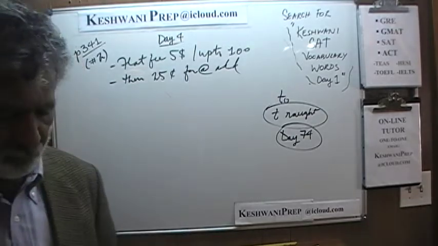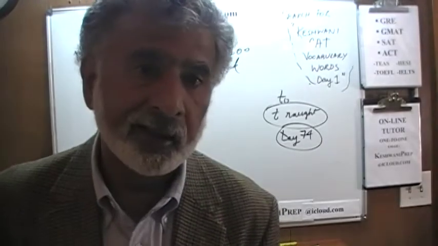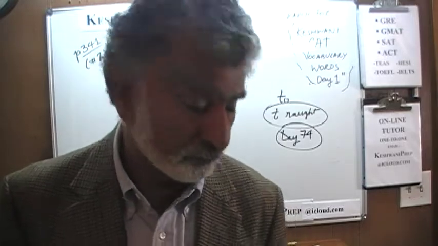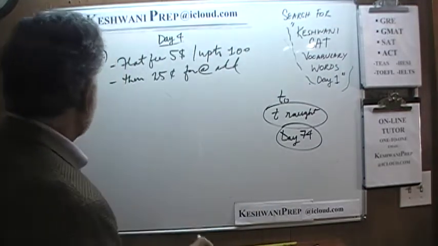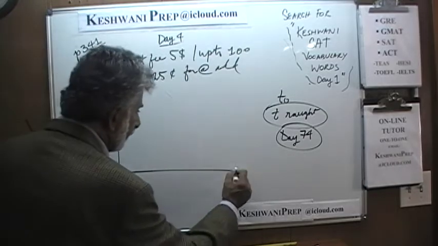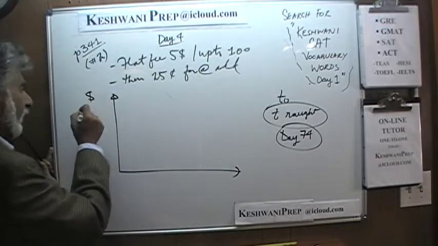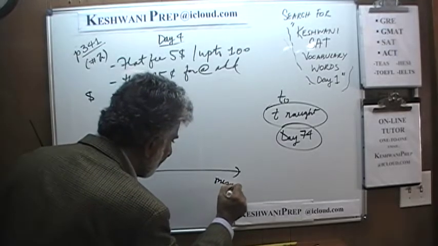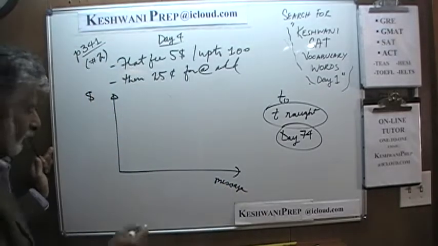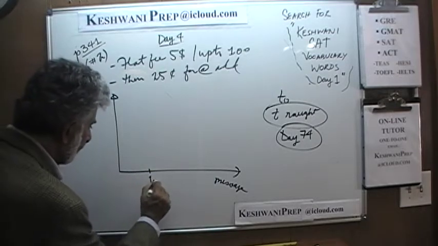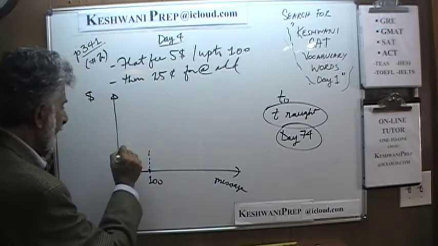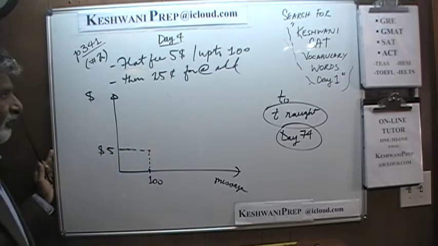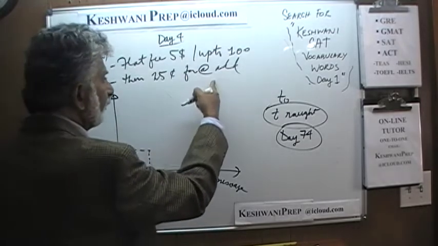Again, they want us to represent this, this time not in the form of an equation, but in the form of a graph. Let's do that. So, we start out here. The amount that we pay depends on the messages. Messages is the independent variable, obviously. And we are told that for the first 100 messages, we don't have to worry about how much we're going to pay. It's fixed. It's $5. What happens after that is 25 cents for each additional.